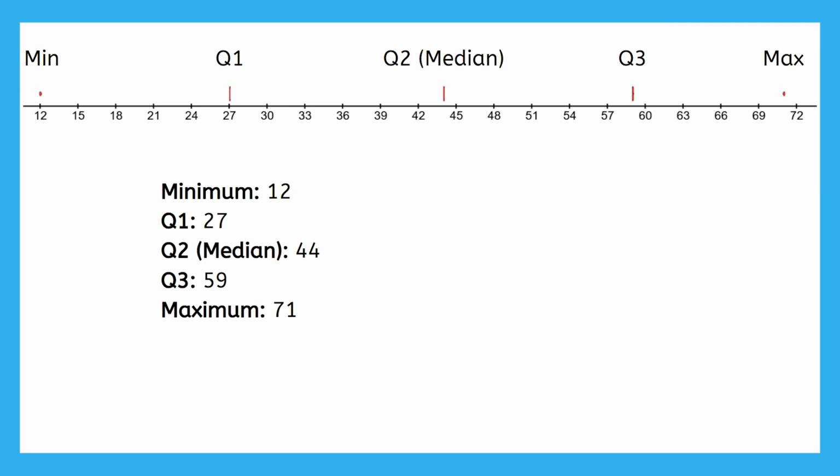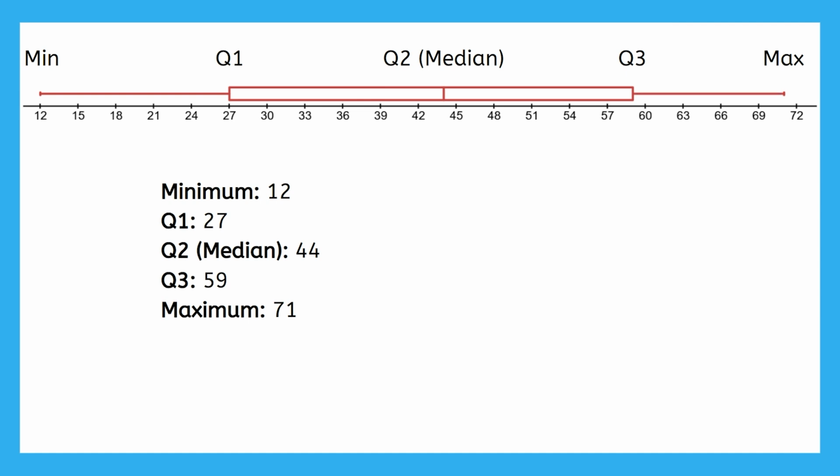I like drawing the middle box first and then the outside sections, but if you want to draw it in a different order, go for it. I'll draw a box from Q1 to Q3. Then I'll draw a line from the minimum to Q1, or the beginning of the box. And finally, I'll draw a line from Q3, or the end of the box, to the maximum. And there we have it, our completed box plot.